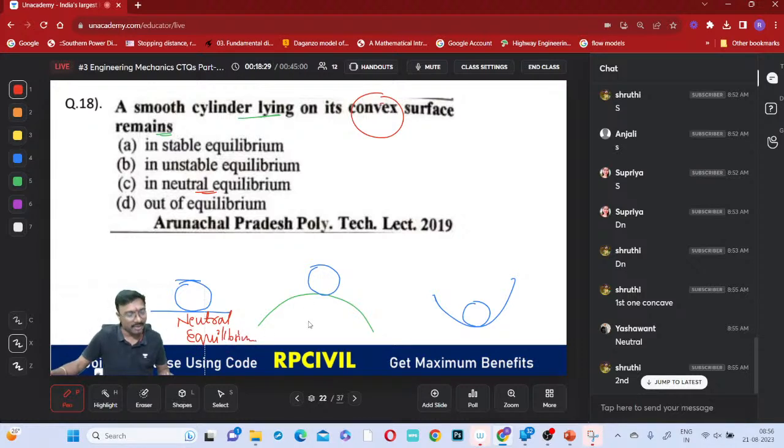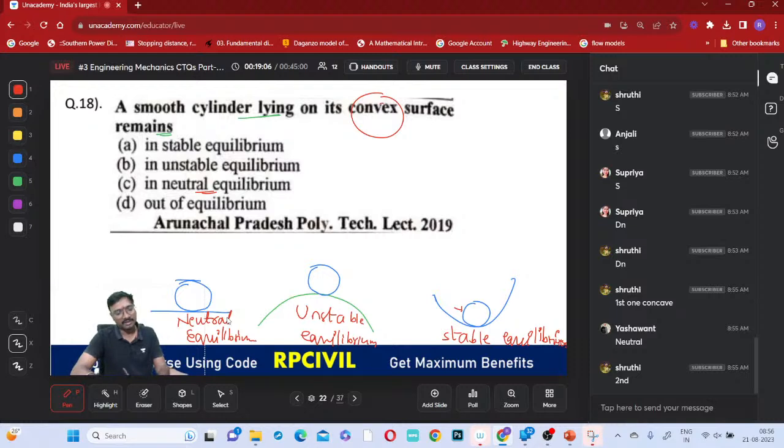Neutral equilibrium, right? What is this one? This is your unstable equilibrium. Even without a force acting, the cylinder will be subjected to this movement. And this one, you consider, is your stable equilibrium. Even though a force is acting, it will not move outside; again it will come to the same position. So this is stable equilibrium. Neutral equilibrium means just at the verge. Shruti, are these diagrams clear? The third one is concave, the second one is convex, and the first one is a flat surface, with the cylinder placed on it.